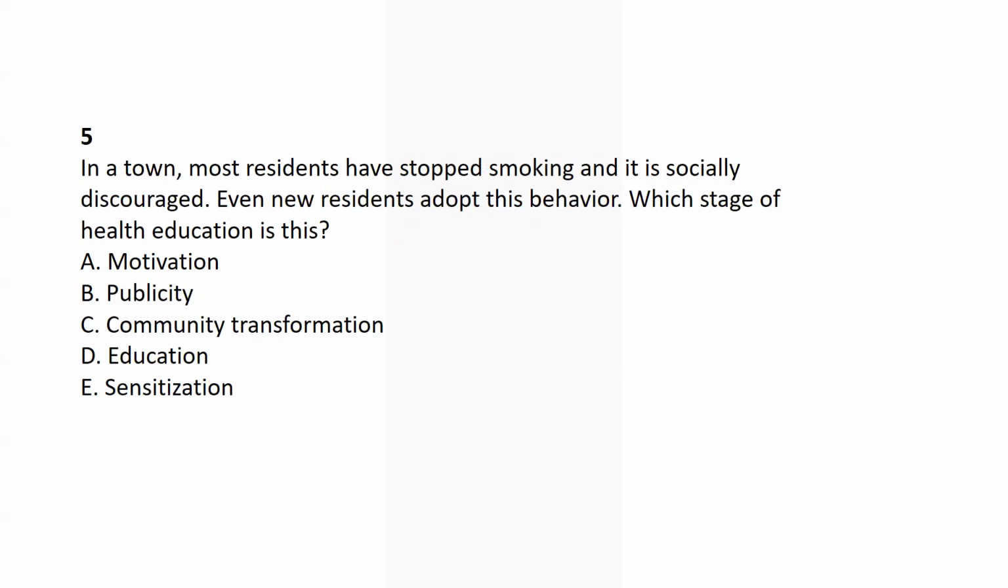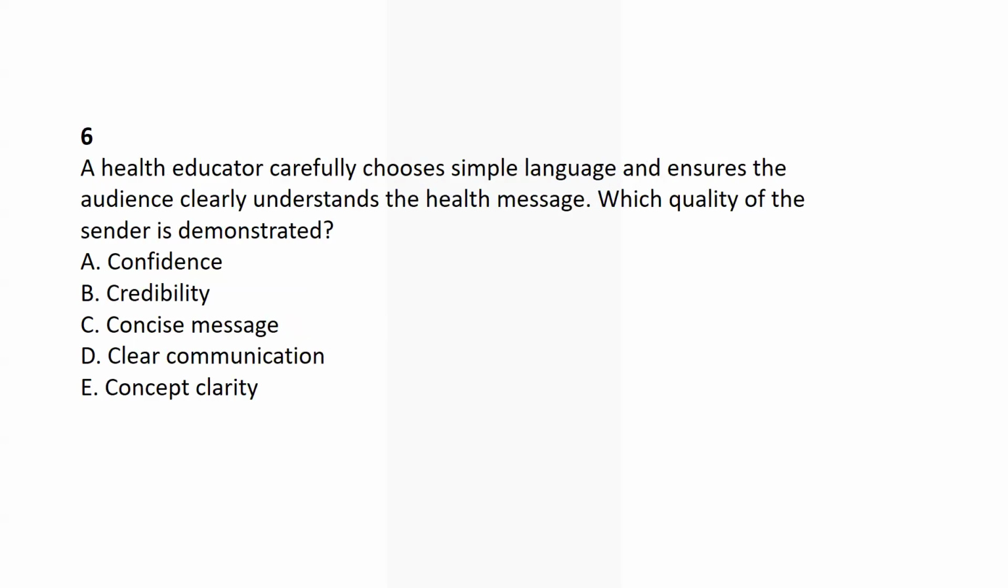Question number 5. In a town, most residents have stopped smoking and it is socially discouraged. Even new residents adopt this behavior. Which stage of health education is this? Option A, motivation. B, publicity. C, community transformation. D, education. And E, sensitization. C, yes, C is the right answer. The community has transformed.